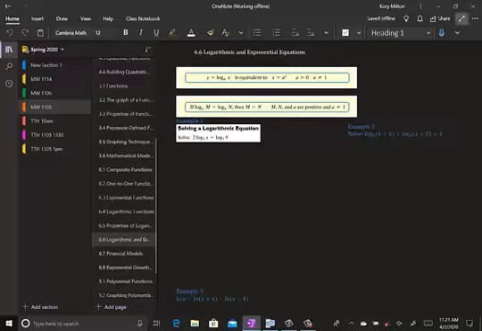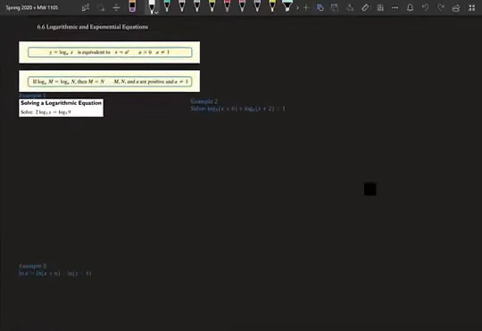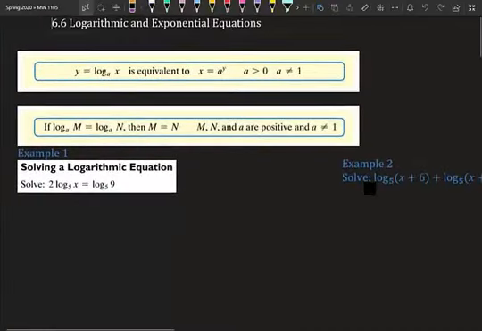Alright, so example 1. Before we do that, just as a reminder, y equals log base a of x is the same thing as x equals a to the power of y. Remember, that's how you would switch it. And if we have the same log and only one log on each side, we can go ahead and get rid of them. But they can only be same log equals same log.